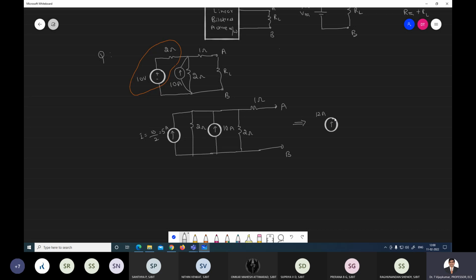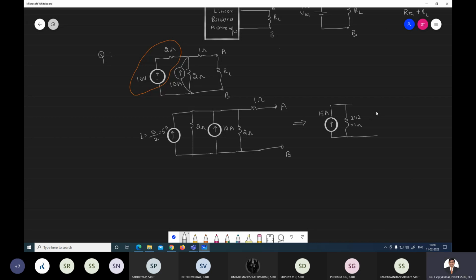And the 2 ohm resistances are connected in parallel. What is the total resistance? 2 ohm and 2 ohm connected in parallel, therefore this becomes 1 ohm. The total current will be 15 amps, because it is 10 plus 5, 15 amps.